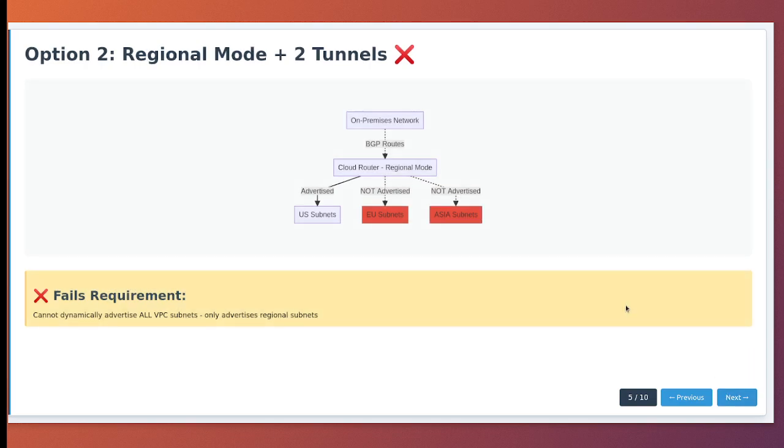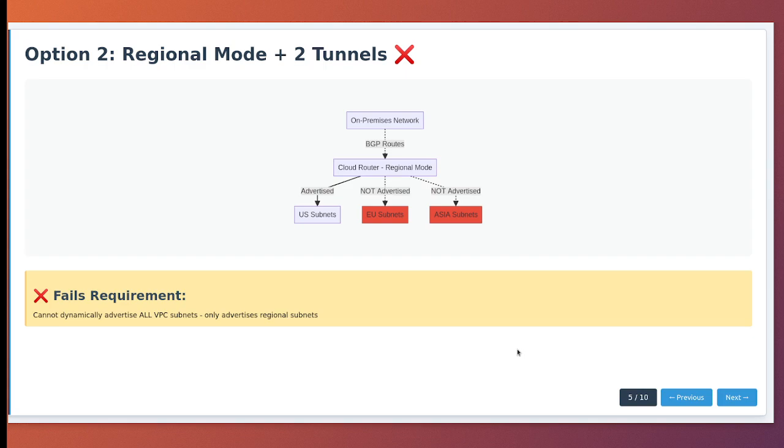Let's examine option 2, which proposes a default mode with 2 tunnels. This option uses the default dynamic routing mode, which is regional, along with subnets in the desired regions and a cloud VPN with 2 tunnels in the cloud router's region. The critical issue here is the use of the default, regional routing mode. In this mode, the cloud router will only advertise subnets from its own region. If you have subnets in multiple regions, as the scenario states, the subnets in those other regions won't be advertised to the on-premises network.